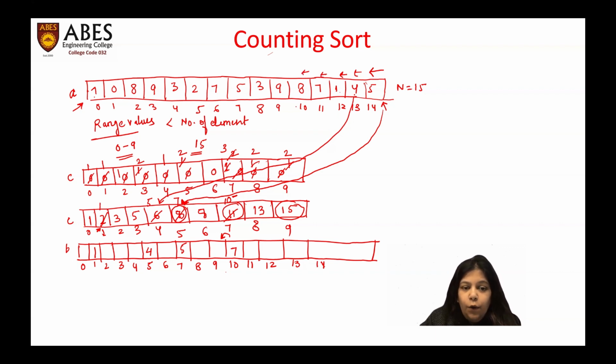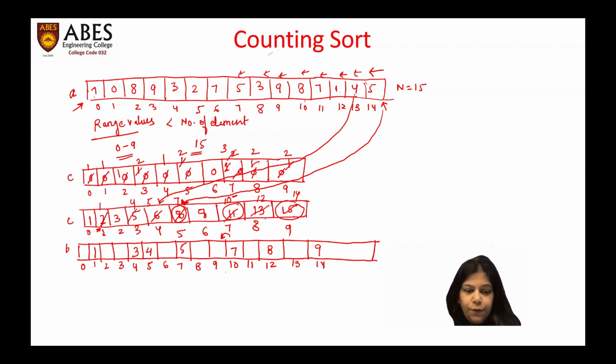Now let us see for 8. For 8, the value stored is 13. So it will be stored on index 12 here. And we will decrement this by 1. Then we have value 9. For 9, the value is 15. So it will be stored on index 14. And this will be reduced by 1. Then we have 3. For 3, here we have 5. So this will be stored on index 4. And this will be decremented by 1.